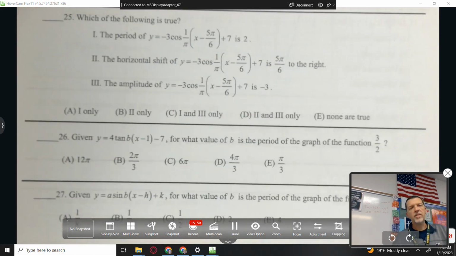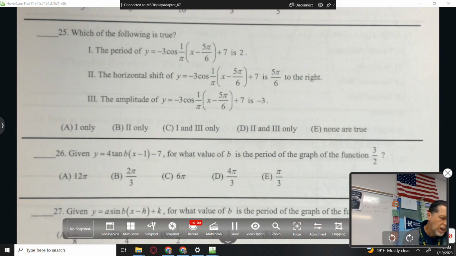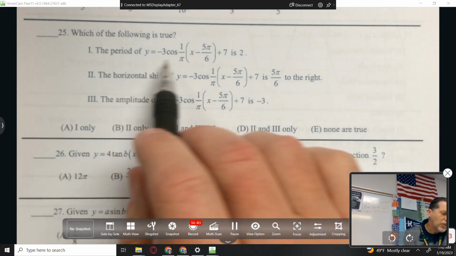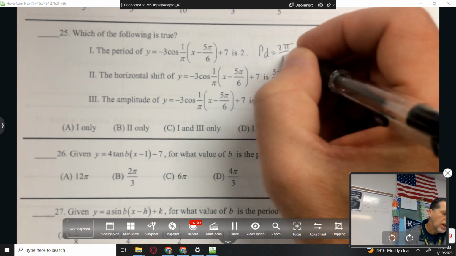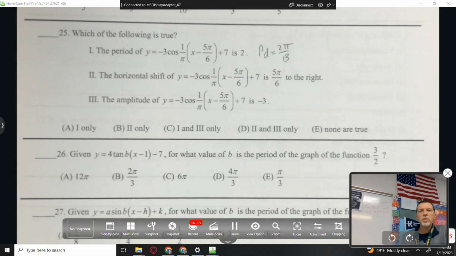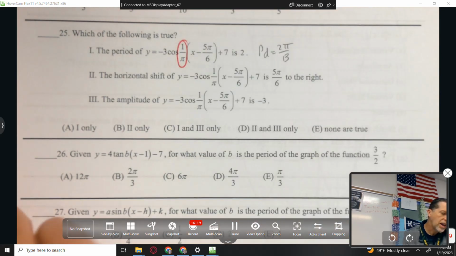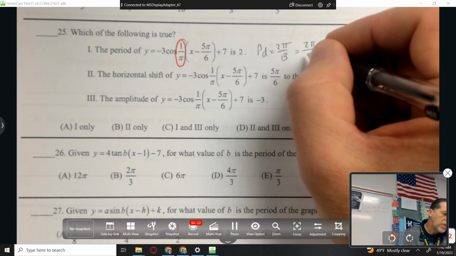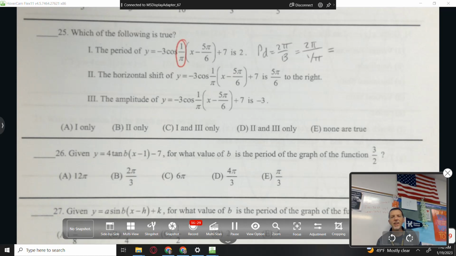Number 25. Just because we like these 1, 2, 3 problems. Make you think a little bit. But you're used to these. The period, okay, Noah, there's the question for you here. The period of this first one is 2. Well, the period is 2 pi over b. What's b on that first equation? 1 over pi. So 2 pi over 1 over pi. Uh-oh, this is an algebra trick more than anything. Do the pi's cancel? Because if the pi's cancel, that's a true statement. If they don't cancel, it's not a true statement.